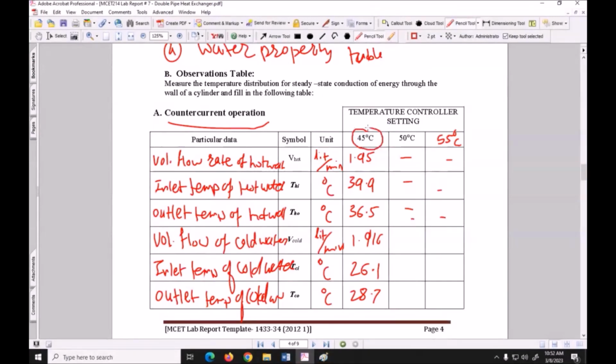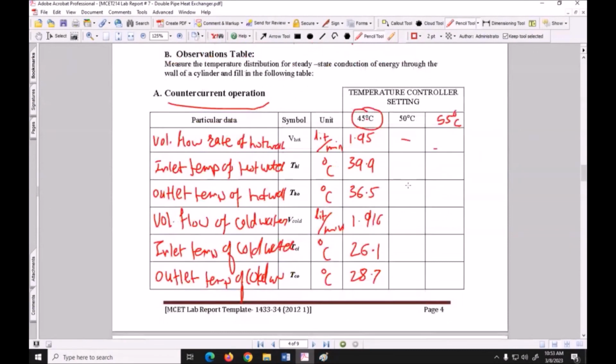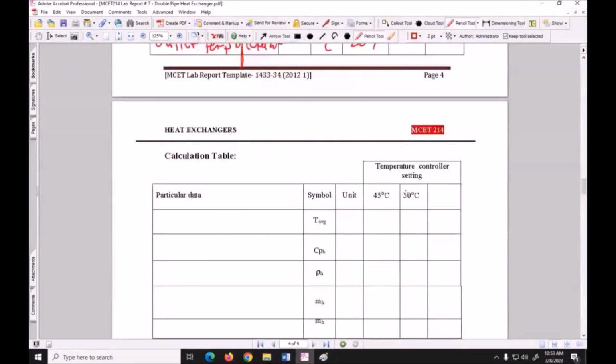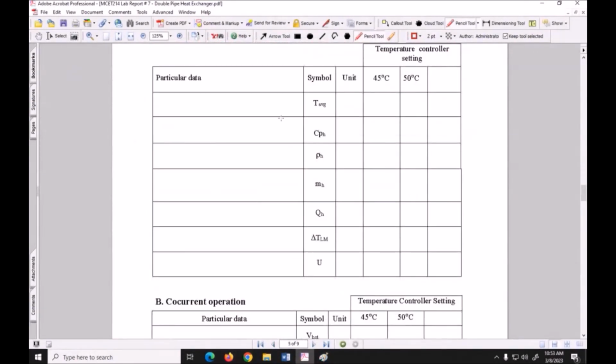We need to keep the hot water temperature heater at 45, 50 and 55 setting. So the water inside the tank will be heated up to 45 and the heater will be off automatically. So almost the inlet temperature will reach up to this 39.3, will reach up to 45. Then we need to record all the readings. This temperature will try to reach up to 50 and the heater will be off. So this temperature is not important, it is a setting. And now calculate. And this is a calculation table. So we'll do the calculation and transfer the values here.